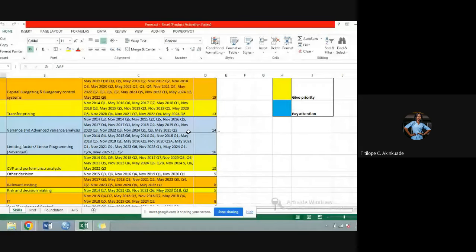So if you look at it, it's also one of the widely examined topics in performance management. I was examining it in the last diet. Then we have November 24, November 22, November 20, May 19, May 18, November 17. So one thing you would even see is that it's mostly examined in the November diet. Funnily, that's what we can see according to this. So please check up on your variance and advanced variance analysis.